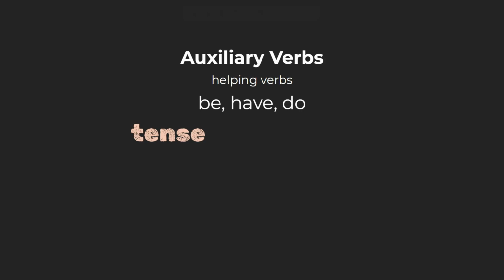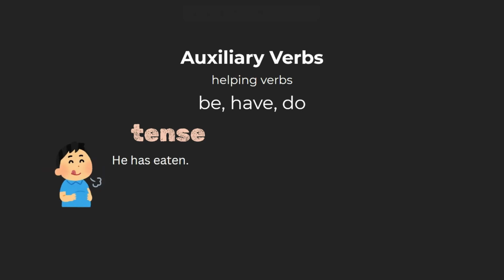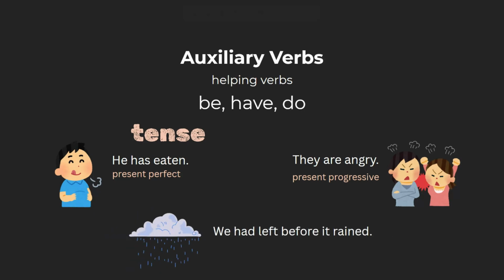Other examples of the auxiliary verb indicating the tense are "he has eaten," with the has indicating the present perfect tense; "they are angry," with the are indicating the present progressive tense; and "we had left before it rained," with the had indicating the past perfect tense.